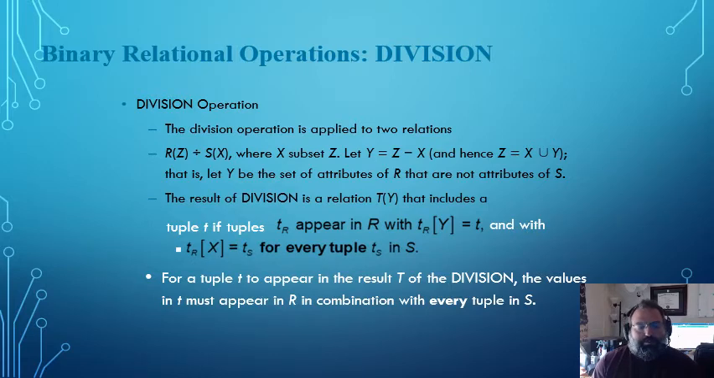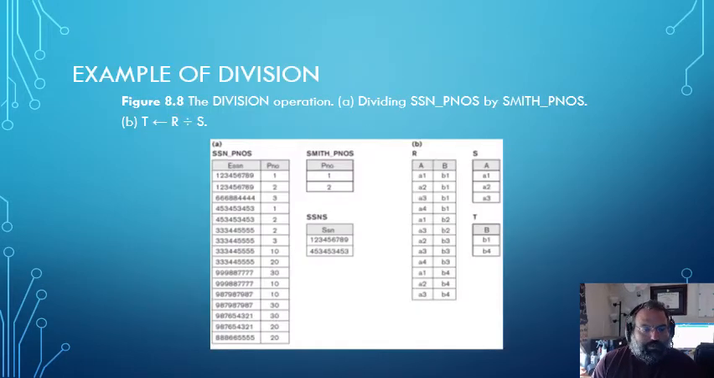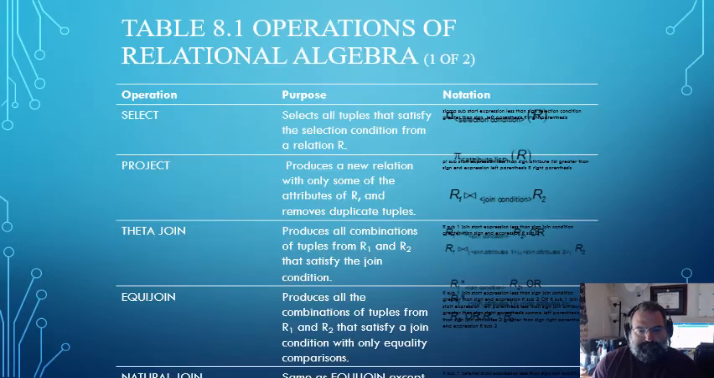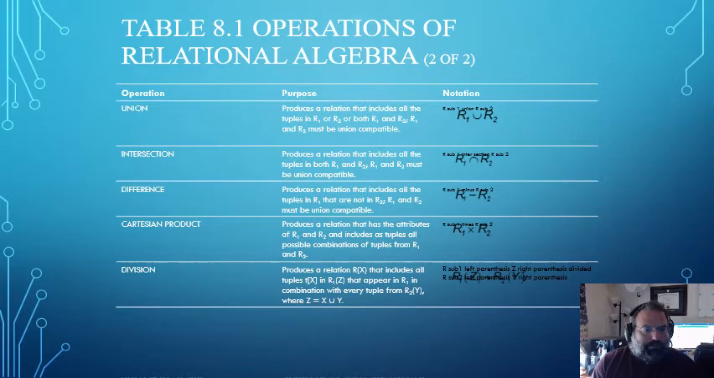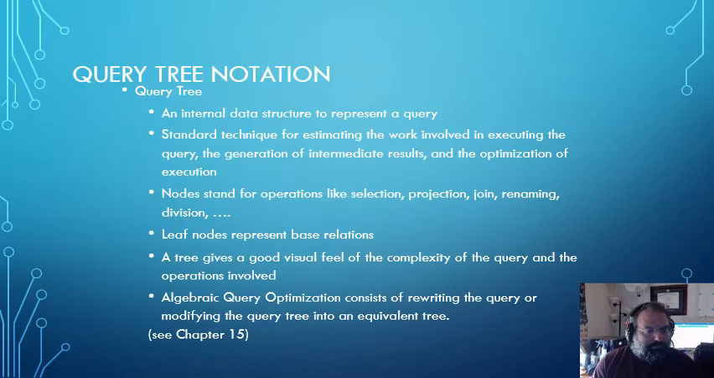For a tuple t to appear in the result T of the division, the values in t must appear in R in combination with every tuple in S. Figure 8.8 is a visual representation of the division. Table 8.1 is a comparison of the operations of relational algebra: select, project, theta join, equijoin, natural join, union, intersection, difference, Cartesian product, and division.